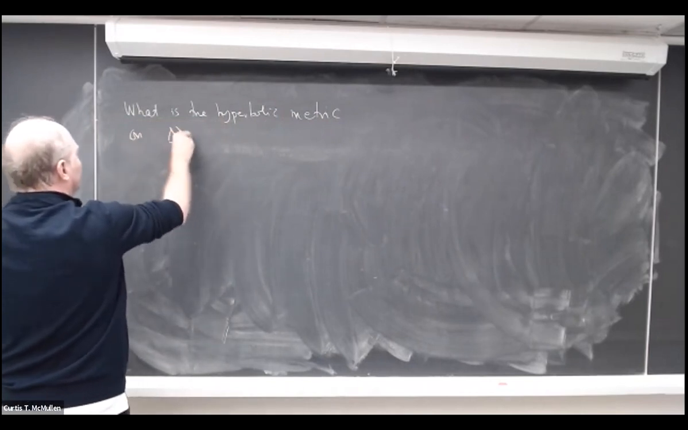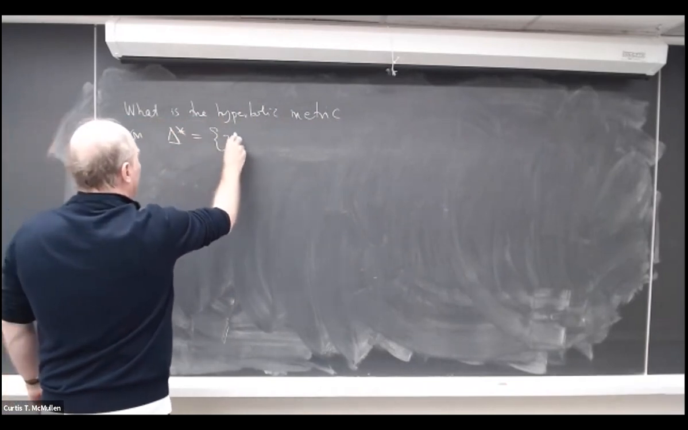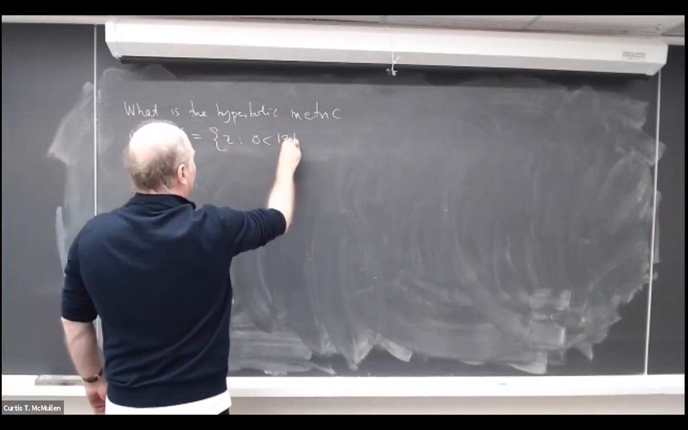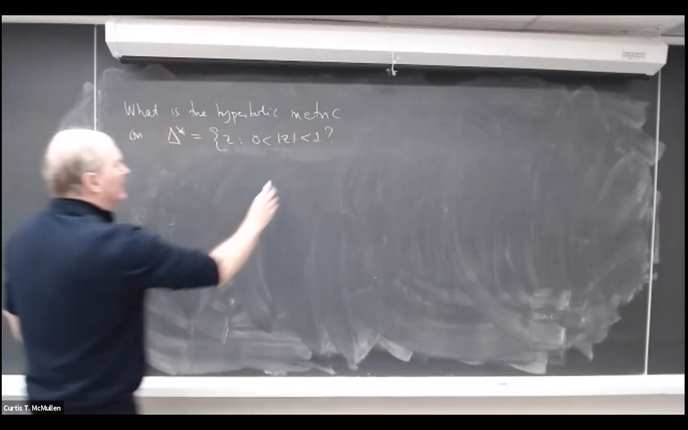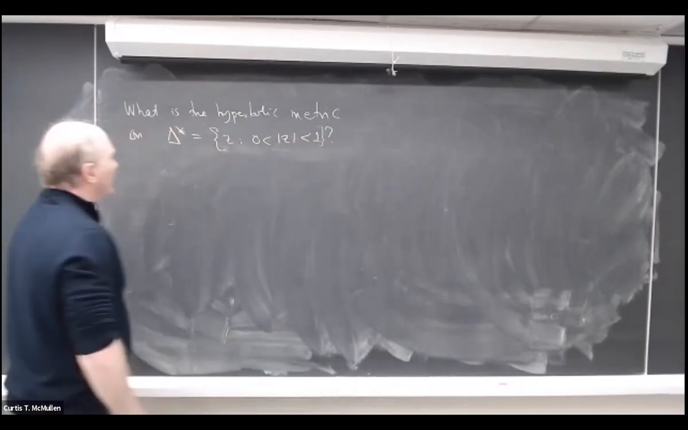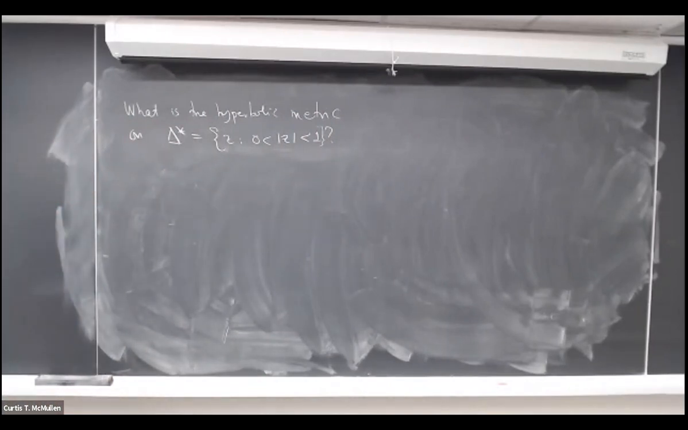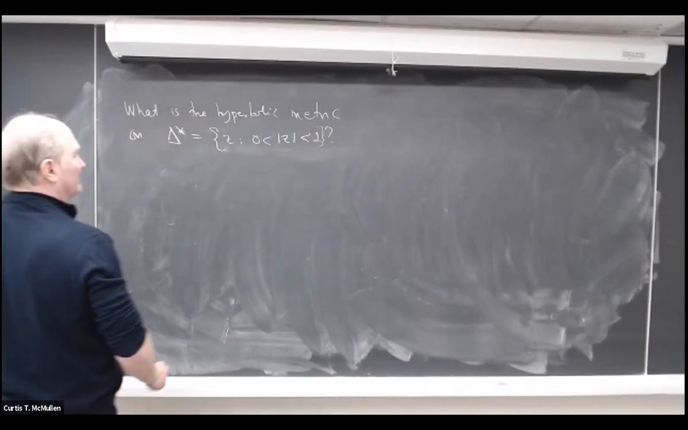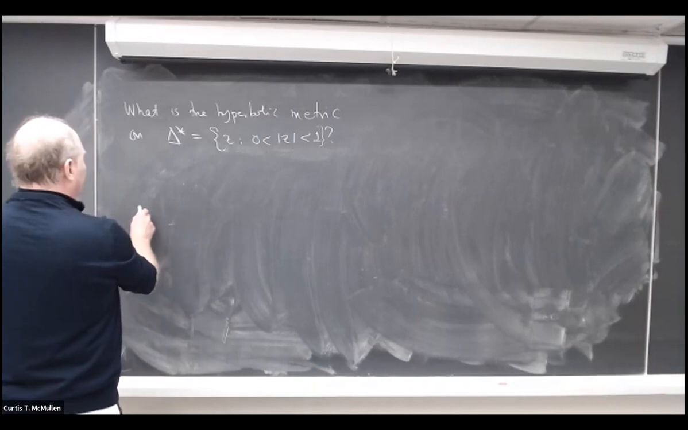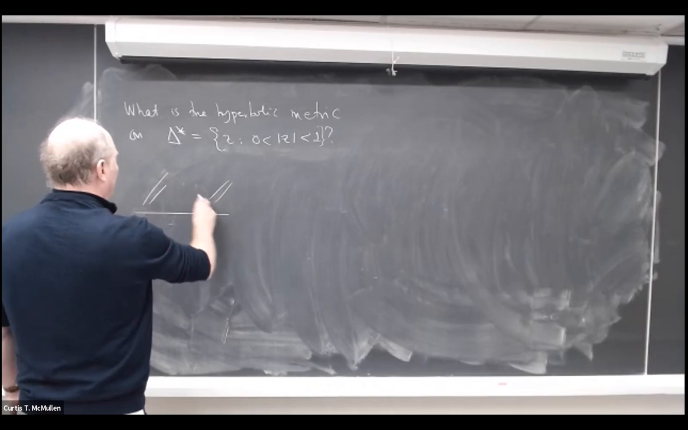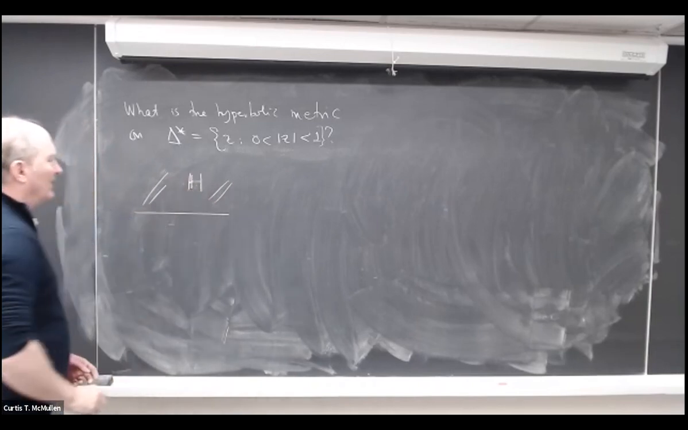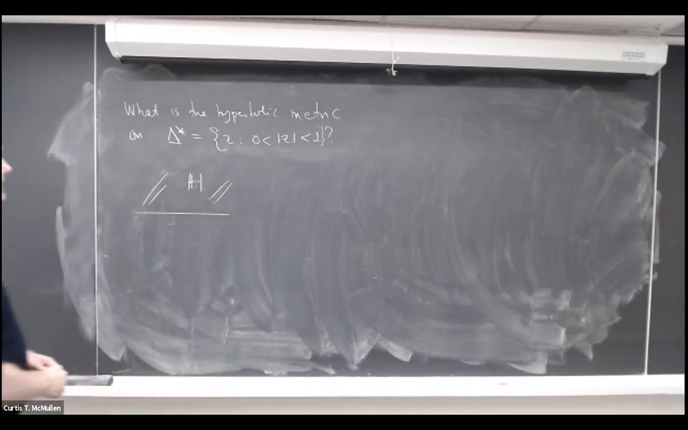On delta star, which is the set of z with 0 less than the absolute value of z less than 1. Well, we've seen many hints of how we might approach this problem today. One is that we've seen that the exponential function is very versatile. And this will be yet another example that can be solved using the exponential function.